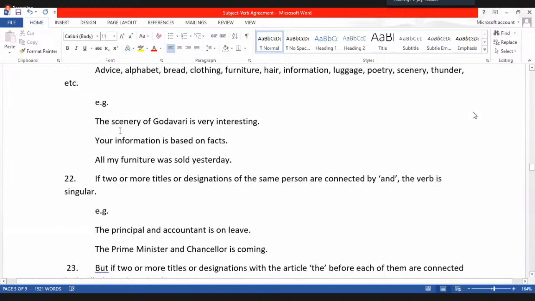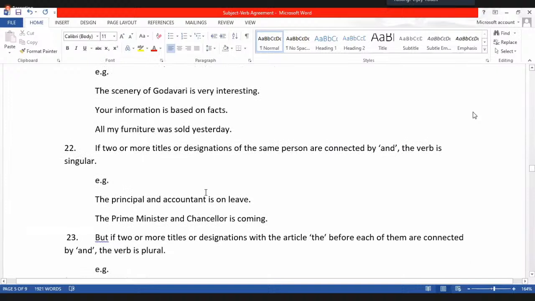So here you have the scenery of Godavari is very interesting. Then your information is based on facts. And here all my furniture. You can't write all of my furnitures. That is wrong. All of my furniture was sold yesterday. Then number 22, very interesting.